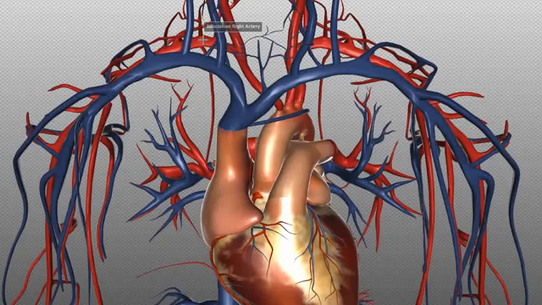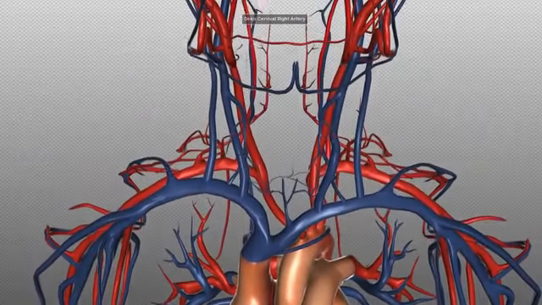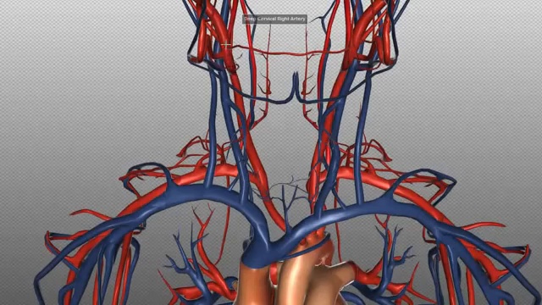So the aorta, which comes out of the left ventricle, splits into 3 branches. The first branch here is the brachiocephalic trunk, and this splits into 2. You've got the right common carotid and the right subclavian, which goes off to supply the right arm, and the common carotid here goes up to supply the head and the neck, and it splits into 2 branches, the internal and external carotid artery.